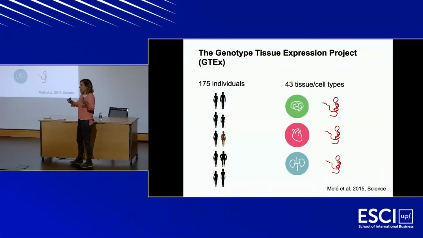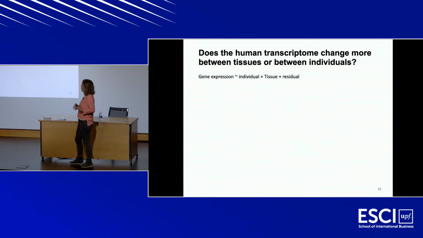To address this question, we used the Genotype Tissue Expression Project, GTEx for short. I'm going to be talking about GTEx. The only thing that needs to come up in your head when I say GTEx is transcriptome data for many, many individuals and many, many tissues. Back in 2015, we had 175 individuals and 43 tissues, and we looked at the transcriptome data and asked: for every gene, can you tell me if the gene changes more across tissues or across individuals? Maybe the answer is across tissues, maybe it's across individuals, or maybe for every gene it's different.